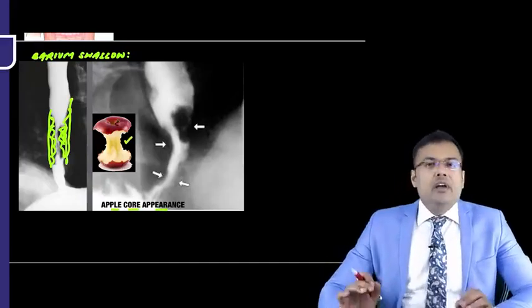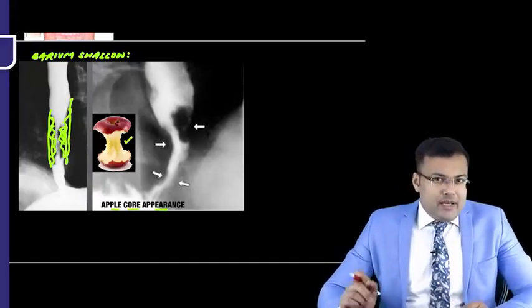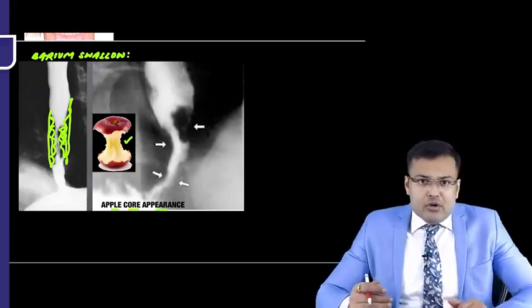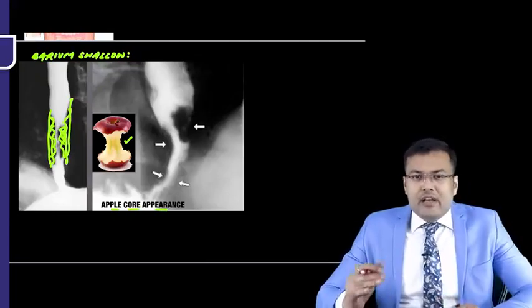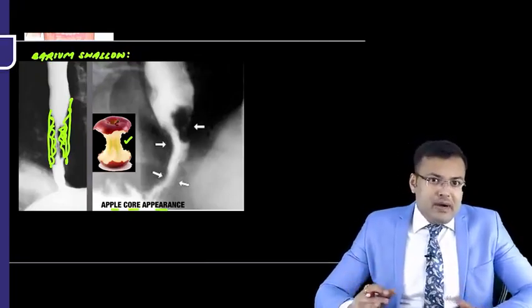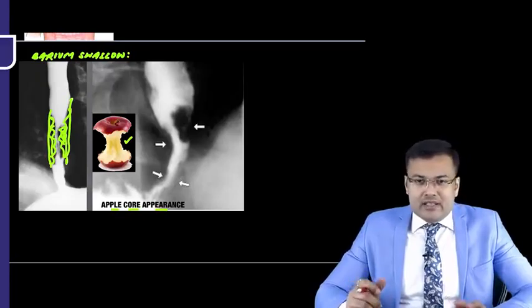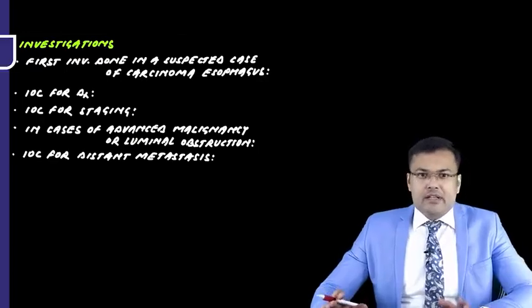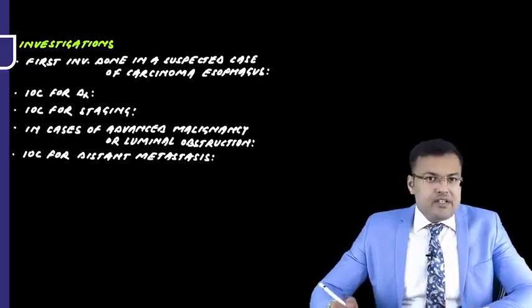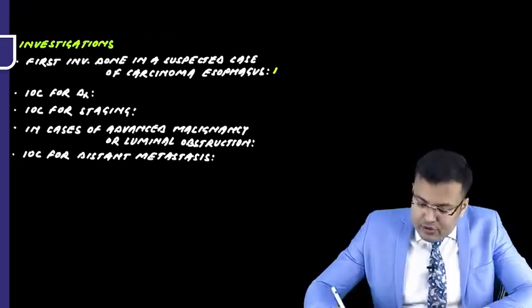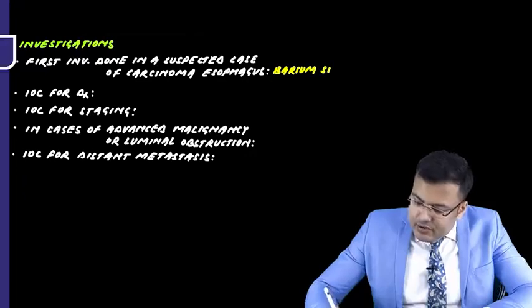Apple core appearance. And you know, this apple core appearance is non-specific. It means it is also seen in carcinoma colon. But the investigation is different. In carcinoma colon, the apple core appearance is seen on barium enema, and in carcinoma esophagus, it is seen on barium swallow. So see the important investigations which are done. We discussed the first investigation done in a suspected case of carcinoma esophagus, that is barium swallow.